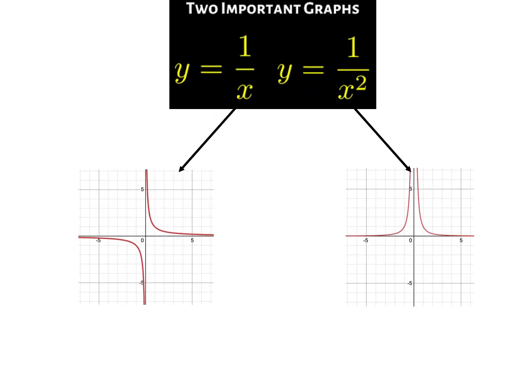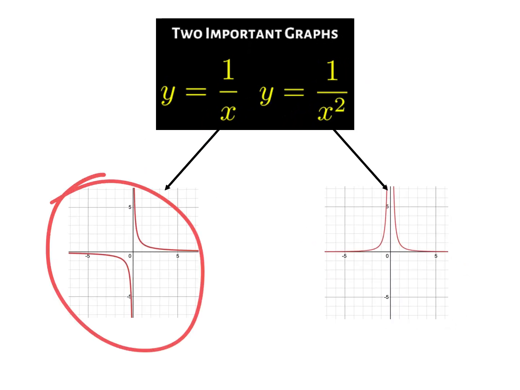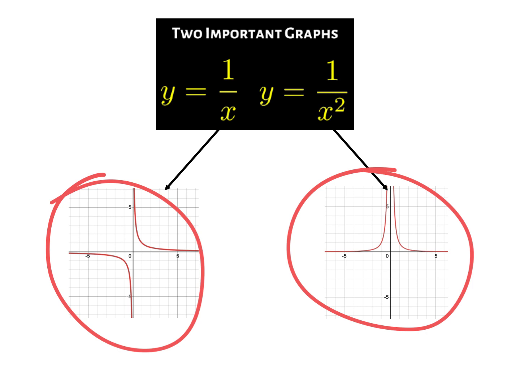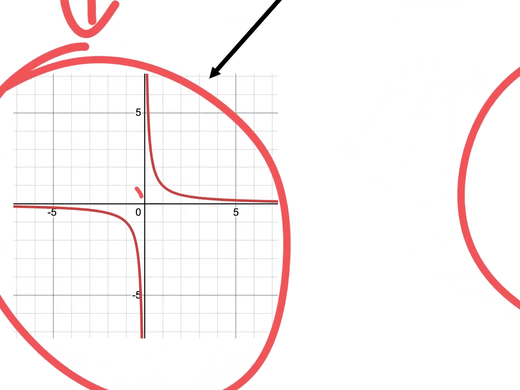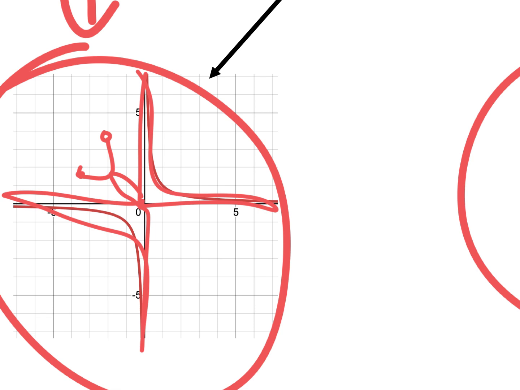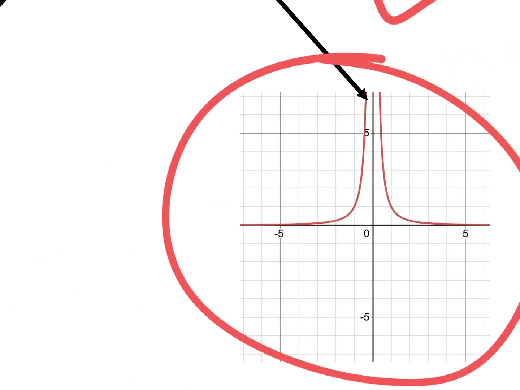So remember what these guys look like? The parent graph of this and the parent graph of that. I call this one the volcano, and this one I sometimes call the butterfly, because if you squint and imagine there's a little head on this end, you see how these are like its wings? Anyway, the butterfly and the volcano.